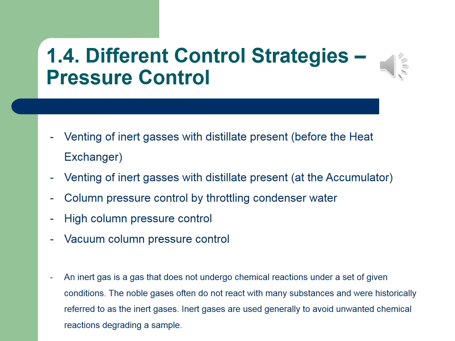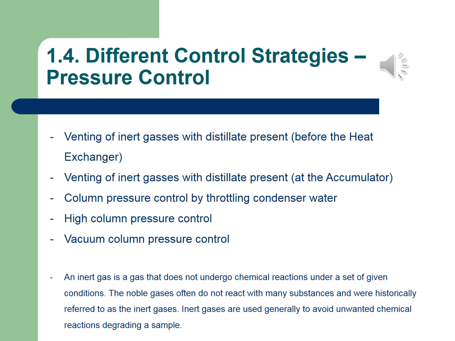Okay, so the types of pressure control that we're going to look at is the venting of an inert gas with distillate present. And this is usually done before the heat exchanger, so take note of that. Then the venting of an inert gas with distillate present. This is usually at the accumulator. Column pressure control by throttling a condenser water. High column pressure control and a vacuum column pressure control. So these are 5 different strategies that you can in actual fact implement on the distillation column.